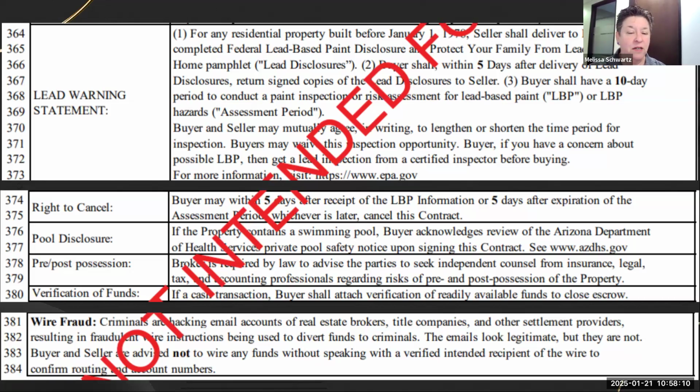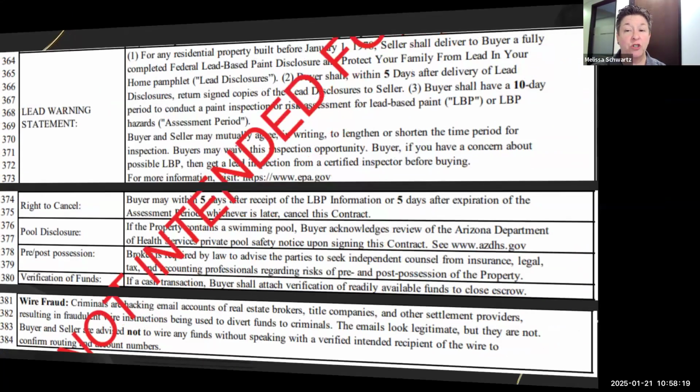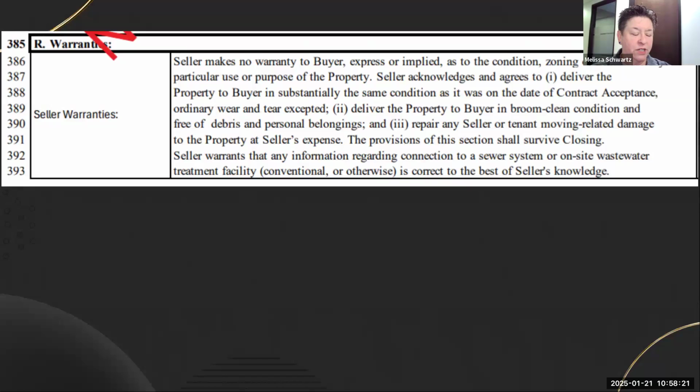Wire fraud, this is still on here, talking about wire fraud. There is no separate wire fraud notice. It's just built into the purchase contract. That's why we keep going with the purchase contract here.